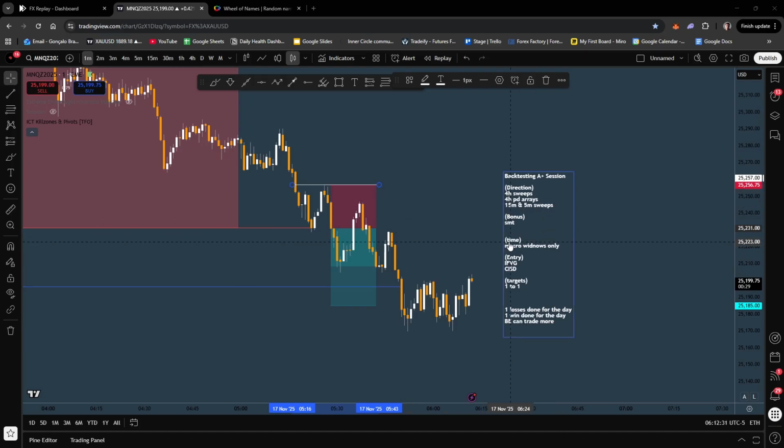Times, we trade macro intervals only, with an exception of trading 9:30 to 9:45, the market open, that first 15 minutes. Entries, inversion fair value gaps and CISDs. Targets are 1-to-1, then you extend your target to the closest high, session low, etc. One loss, we're done for the day. One win, we're done for the day. And a break even, we can look for more setups.